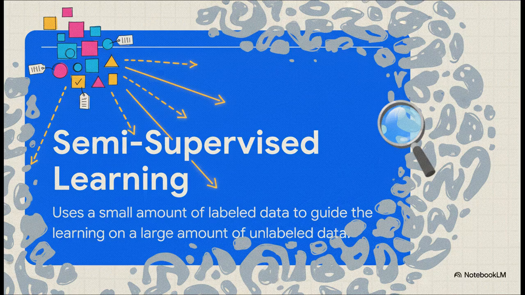Think about it. Paying experts to perfectly label millions of data points is insanely expensive and takes forever. So with semi-supervised learning, you use a small, really high-quality set of labeled data to kind of kickstart the process, and then you use that knowledge to guide the analysis of a much, much bigger pile of unlabeled stuff.